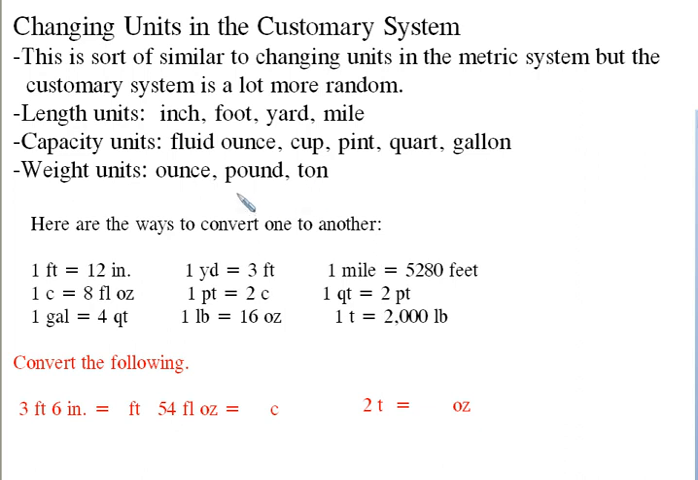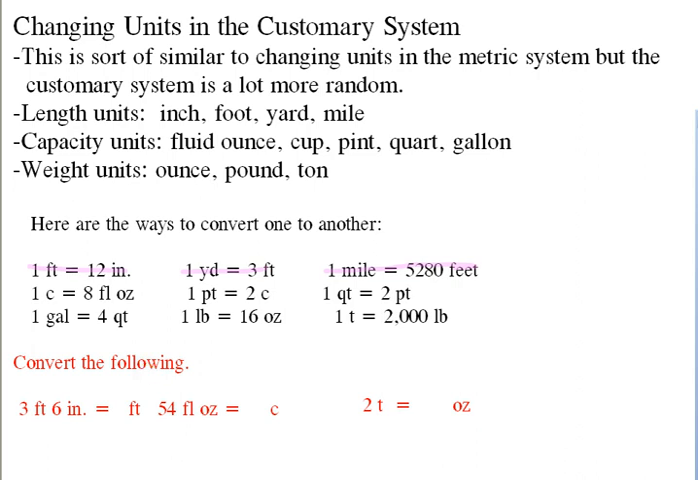And here are the ways to convert from one way to another, and I'm just going to go ahead and make it clear by sort of highlighting these to start with here. These ones here are all dealing with the length units. So here we got 1 foot is equal to 12 inches. 1 yard is equal to 3 feet. 1 mile is equal to 5,280 feet.